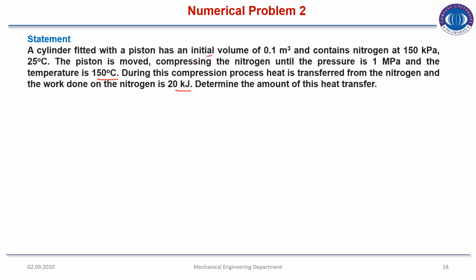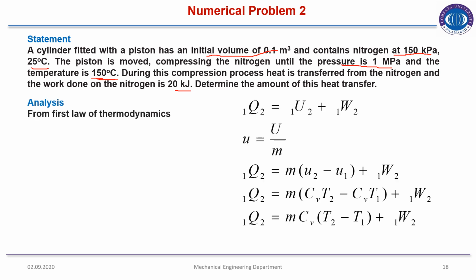First, we will underline the important information. Initial volume, initial pressure, initial temperature, final pressure, final temperature, and the amount of work done. Now, from the first law of thermodynamics, del Q is equal to del U plus del W. It is the specific internal energy. So capital U can be replaced by m into small u.